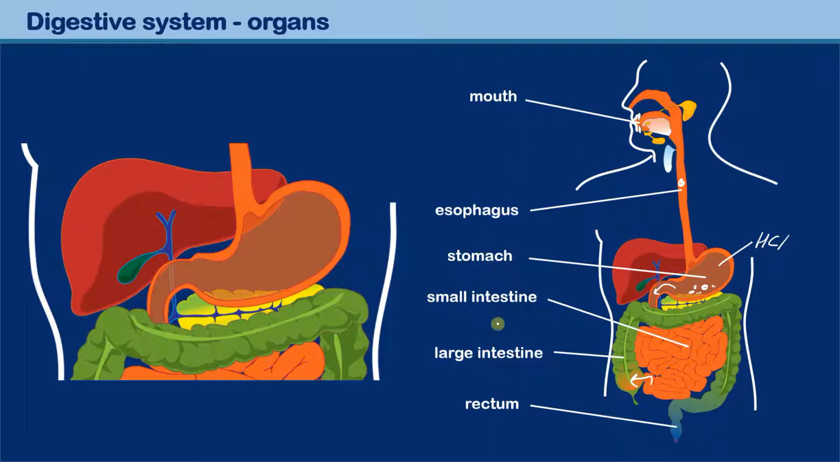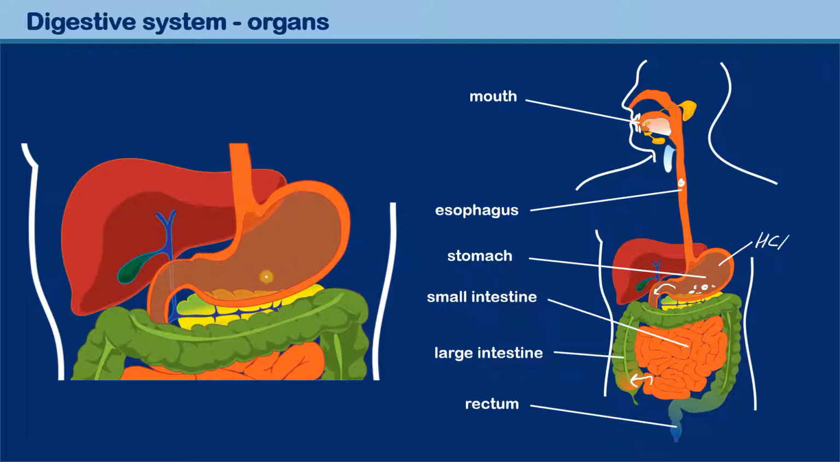Please do know the sequence of these organs and also what happens in these organs. So mouth, physical and chemical digestion. Esophagus, there's not a lot of digestion happening because the food does not stay here very long. Stomach, mostly protein digestion. In the small intestine, digestion of proteins and lipids, I'm going to talk about this later, continues, and also absorption into the blood. Large intestine is the absorption of water, and the rectum is for the storage of the feces before it is eliminated.